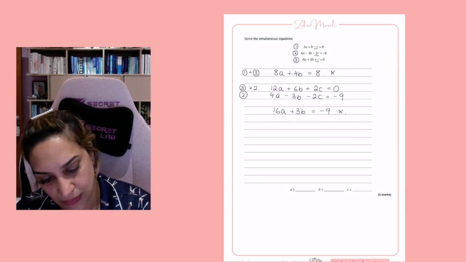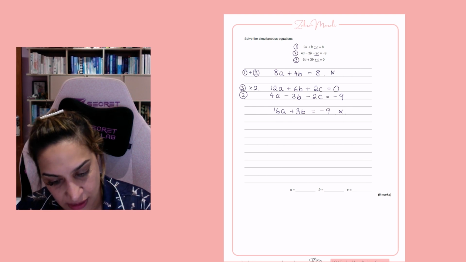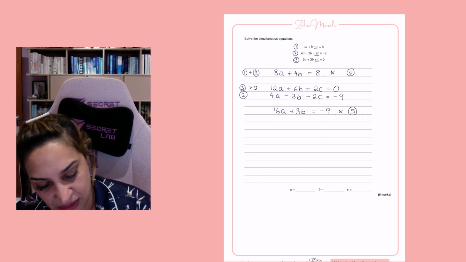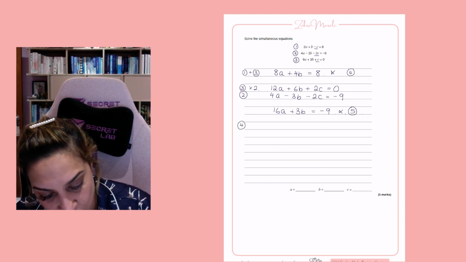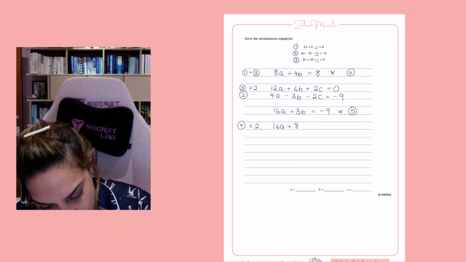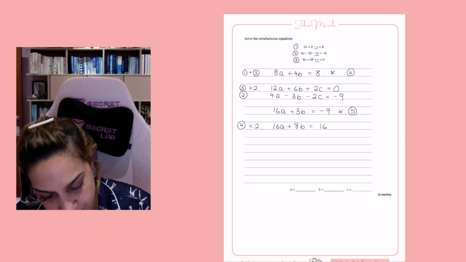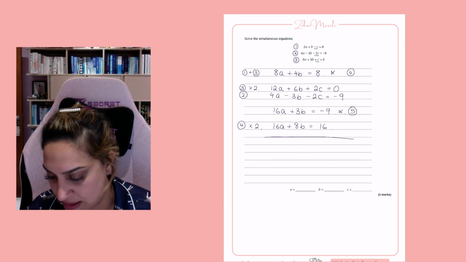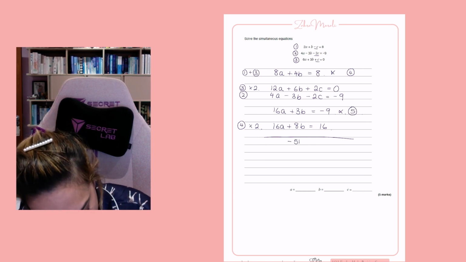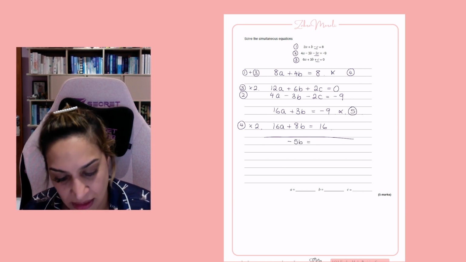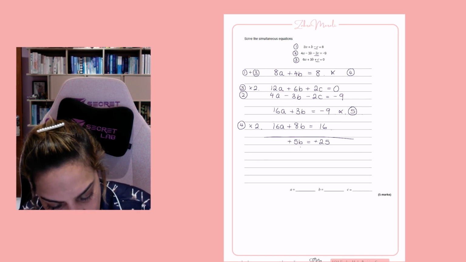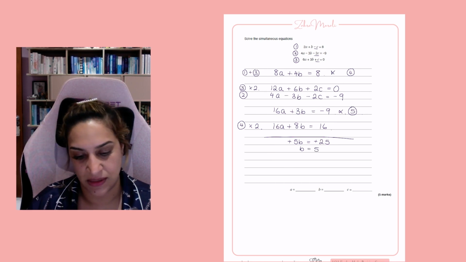Right. So I could double this top equation. So let's call that 4 and 5. You don't need to number them. I think it just makes it easier for you to follow. So 4 times 2 is going to give me 16a plus 8b equals 16. And now I can take them away from each other. Right, so I can do 3 minus 8, which is going to give me minus 5b. And I've got minus 9 minus 16, which gives me minus 25. So I can see that b equals 5.